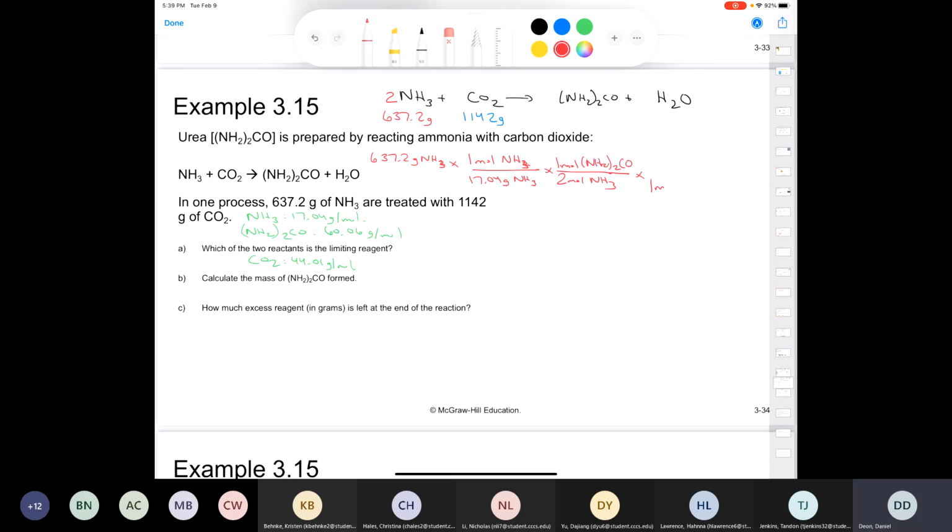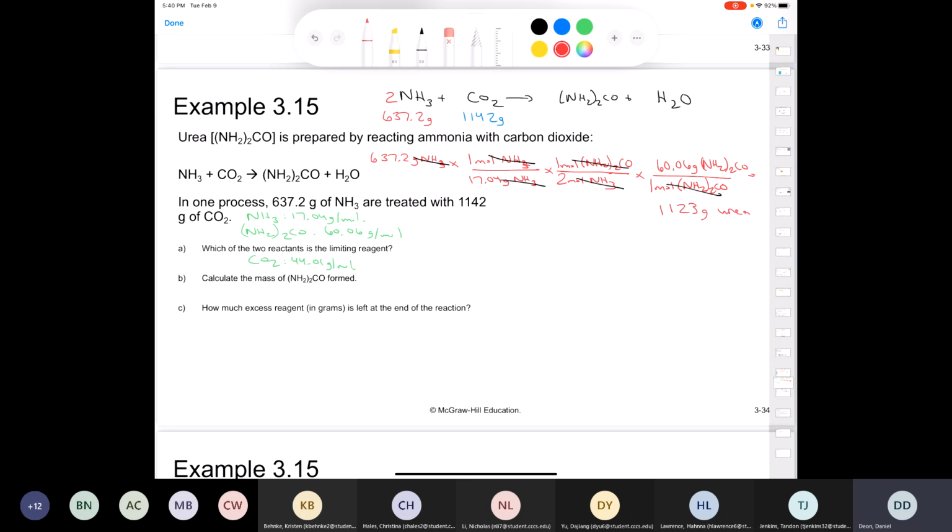And then I know that in 1 mole of urea, NH2 2CO, it's got a mass of 60.06 grams of urea. You can see that grams of ammonia cancel, moles of ammonia cancel, moles of urea cancel, and I'm left over with my mass of urea. When I punch that all in my calculator, I get 1,123 grams of urea.